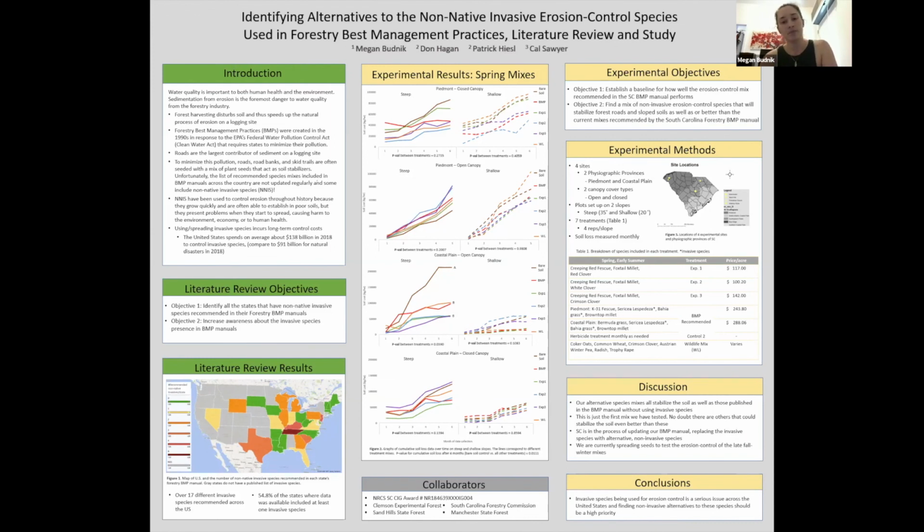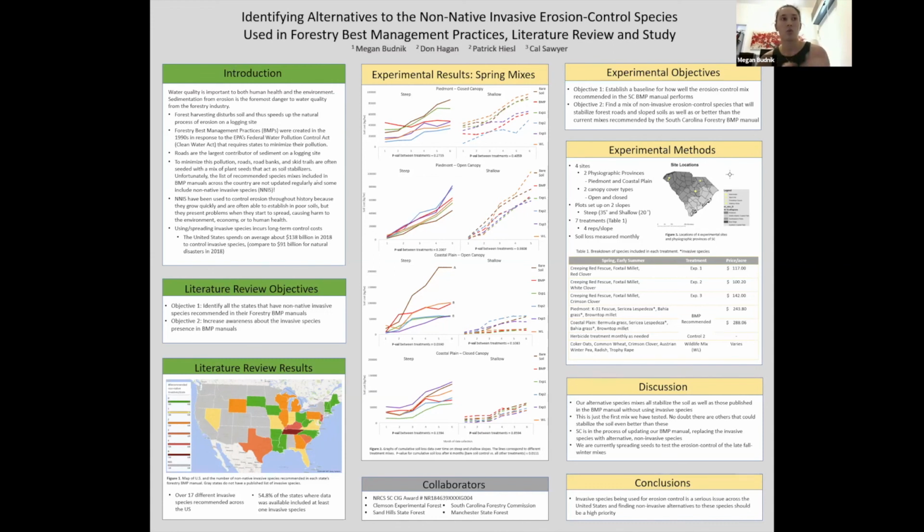So I'm not going to go into exactly how well everything worked, statistics wise, because I don't have enough time. But luckily for us, we did find that our mixes stabilize the soil just as well as the recommended species without using any invasives. Yay for us.